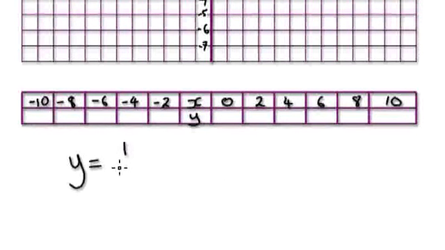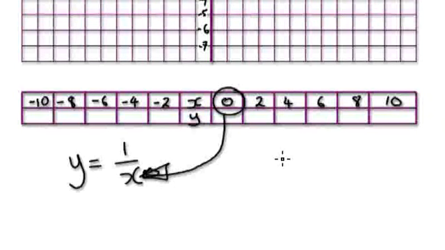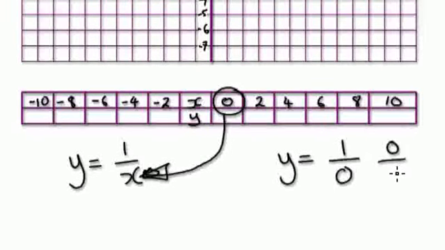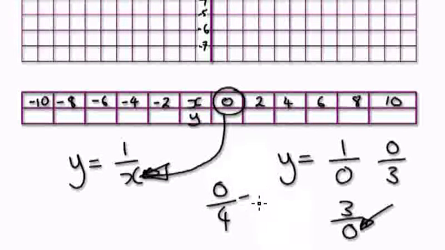Okay, so let's start here. Y equals 1 over x. Now the first number that we put in there, let's put 0 into here. Now this is a weird thing, because in maths, you're not allowed to have anything divided by 0. The minute you have something divided by 0, it breaks down. You're allowed to have 0 divided by 3, but you're not allowed 3 divided by 0. You can't divide anything by 0. You see, 0 divided by 4 equals 0. But then the minute you have 4 divided by 0, it breaks down.